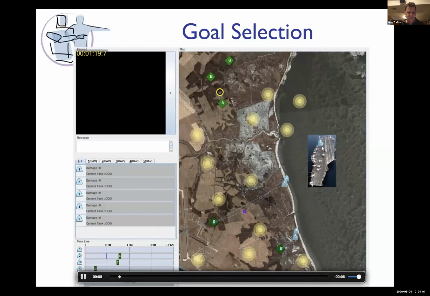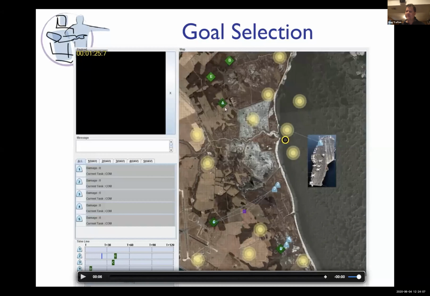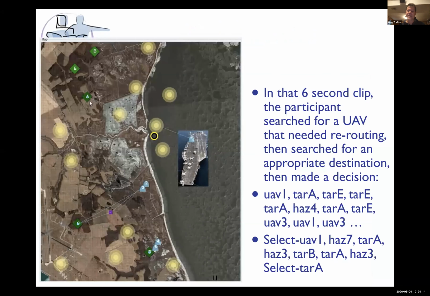See if this works. Yeah. And so notice that you see just a lot of stuff going on, even though the final interaction interfaces are actually pretty straightforward and simple. Okay, so in that particular 6-second clip, the participant searched for a UAV that needed rerouting, and they looked at just a whole lot of things, right? These are the fixations that the eye tracker pulled out here. And it was variable, right?